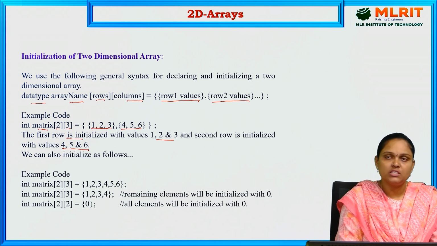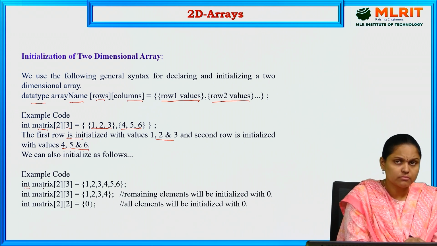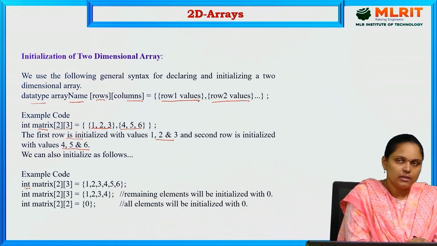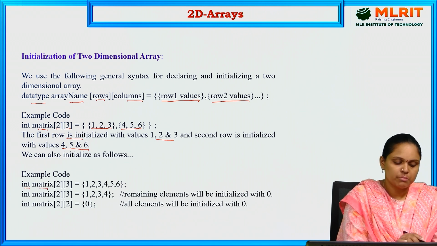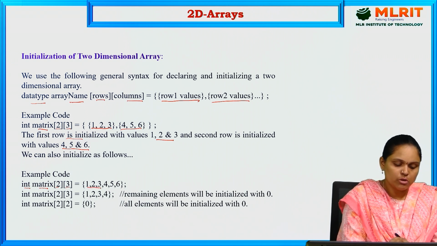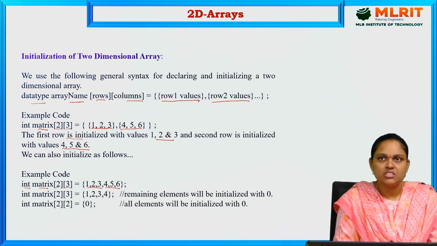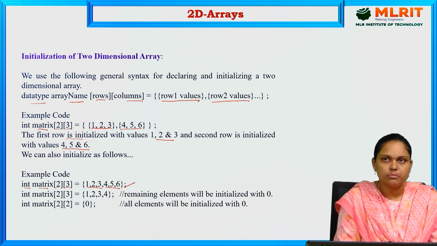The following initialization is also possible. For example, int is my data type, matrix is my array name, 2 is the row size and 3 is the column size, and here 1, 2, 3 belong to the first row and 4, 5, 6 belong to the second row. Here we did not mention any inner curly brackets, so this way is also possible.